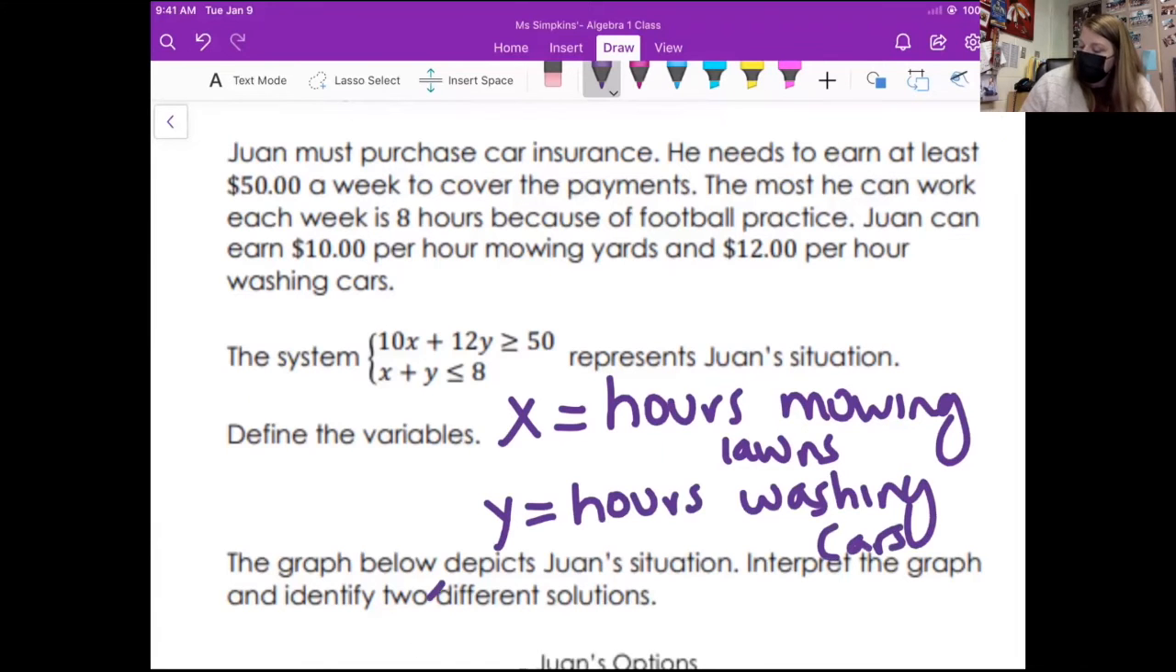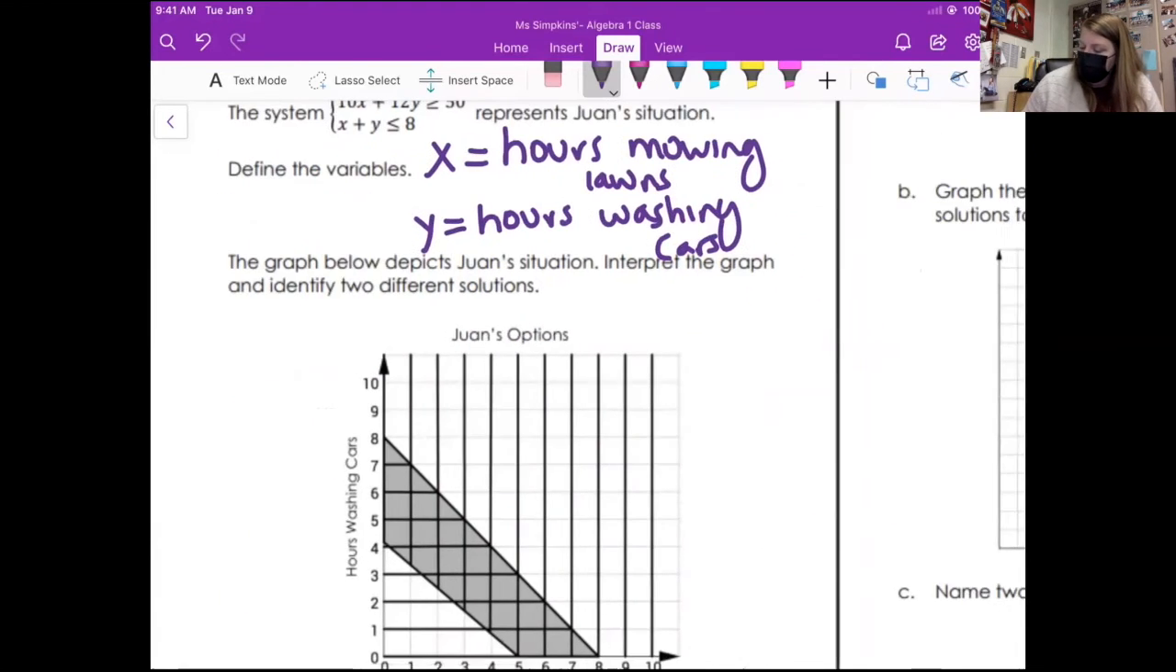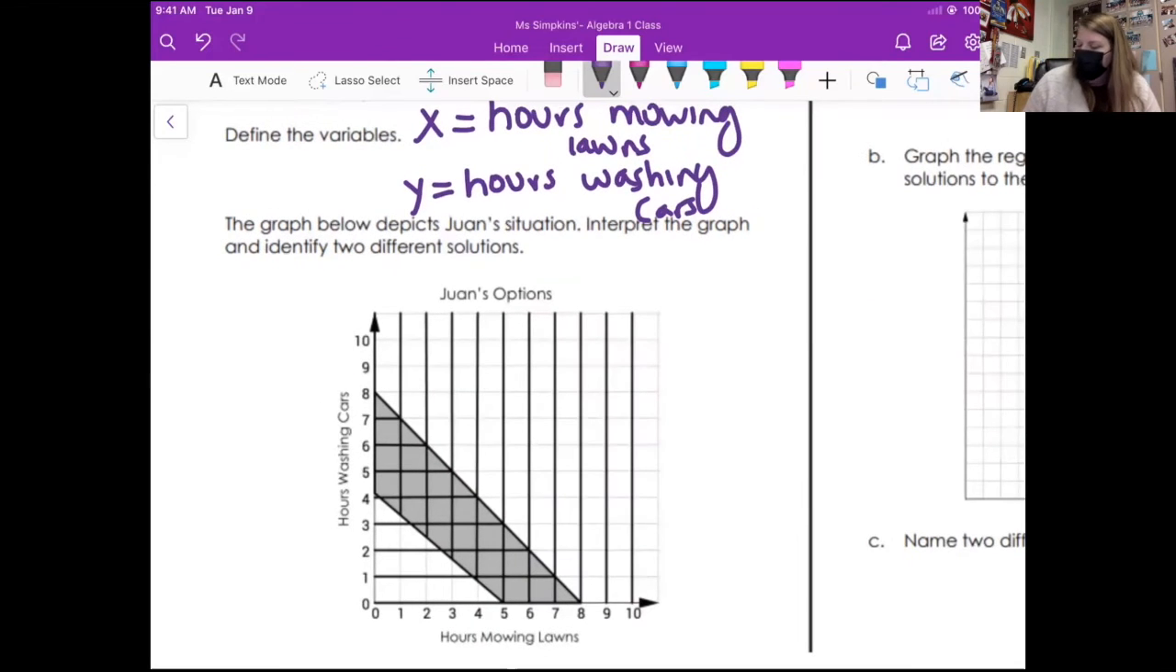So they were nice and graphed this for us. And you'll see that there's a little parallelogram. That's not a parallelogram, quadrilateral. I know my shapes over here. It shades between the two inequalities. So any point in that little sliver in the middle counts as an amount of mowing lawns and an amount of washing cars. So what is one scenario that falls in that little sliver? Yeah, a coordinate point, exactly.